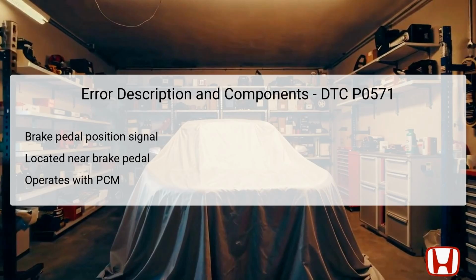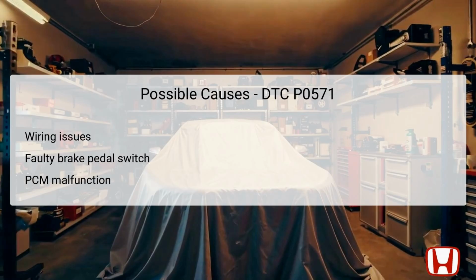The brake pedal position switch helps to ensure that brakes operate correctly, impacting not only vehicle safety, but also functionality during driving conditions. The identification of this error code indicates a potential issue that must be resolved for optimal driving performance and safety. There are several possible causes for DTC P0571 to be stored in the vehicle's system.